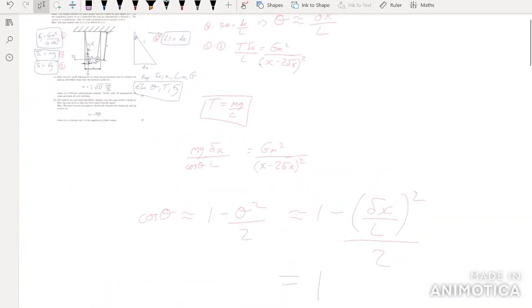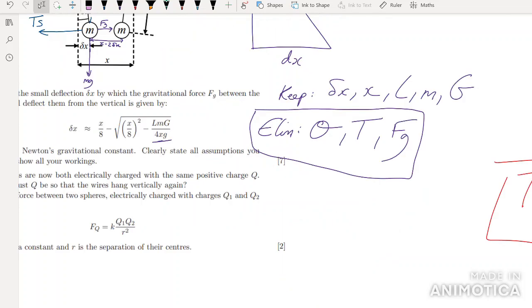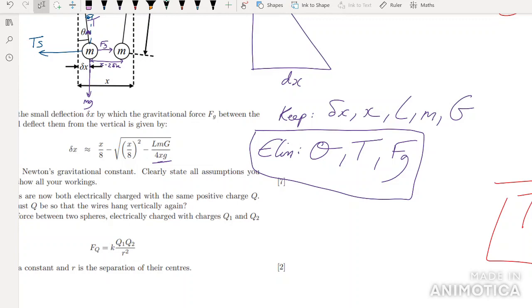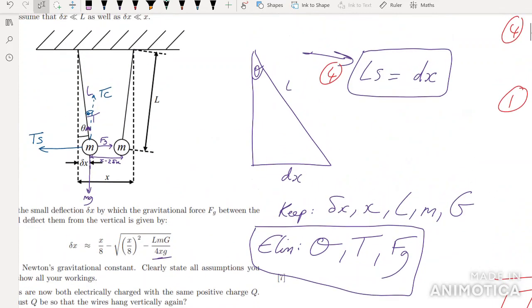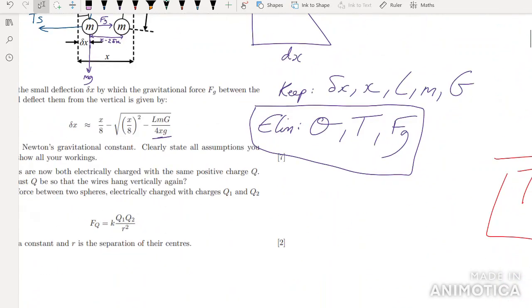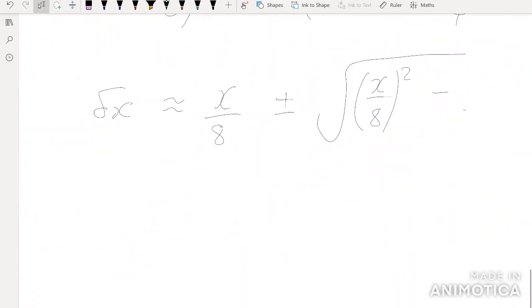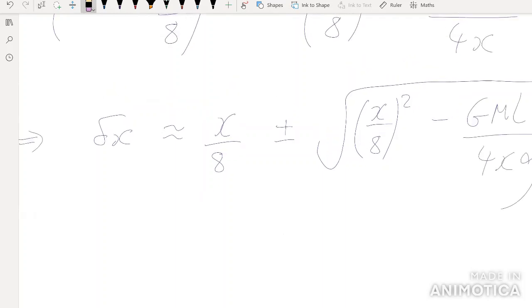Except we've got plus or minus, and they've just got minus. So now you just need to make an argument to get the last mark. Why is it minus? Well, if it was a plus, then we would be saying delta x is roughly equal to x over 8 plus something that's roughly x over 8. But we know delta x is much, much less than x, so that can't be true. So it must be the minus sign, because that's the only way of getting a very small value of delta x. You'd want to write an argument to that effect to make sure you get the mark for it. But then we arrive at our answer.